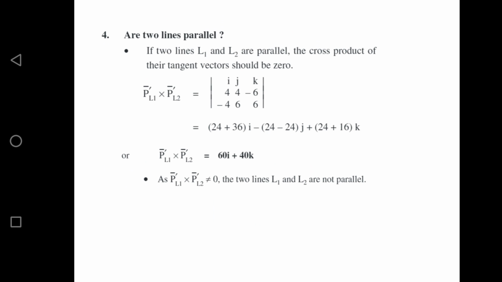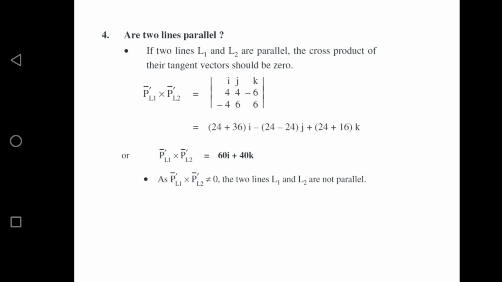What we are going to do in the cross product is take the coordinates of the tangent vectors and arrange them in a matrix. We are going to find the magnitude of the matrices for both lines. So the cross product of PL1 bar dash and PL2 bar dash equals the matrix i, j, k, 4, 4, minus 6, minus 4, 6, 6. We just have to multiply i with the other values: 4 into 6 is 24, plus 6 into minus 6 is 36.